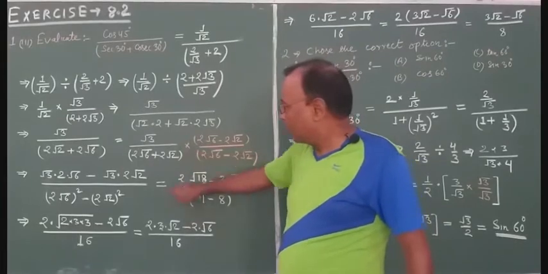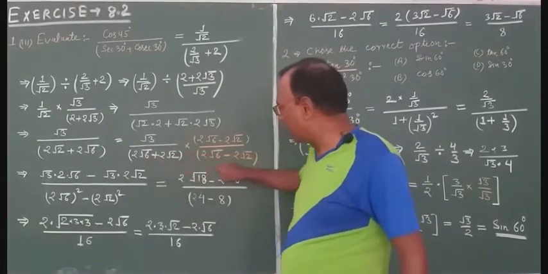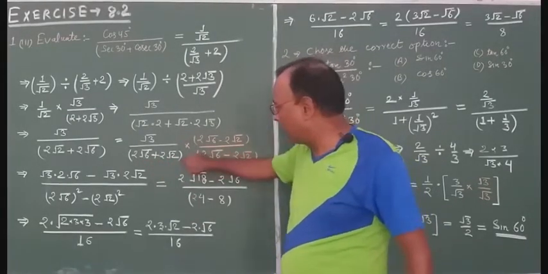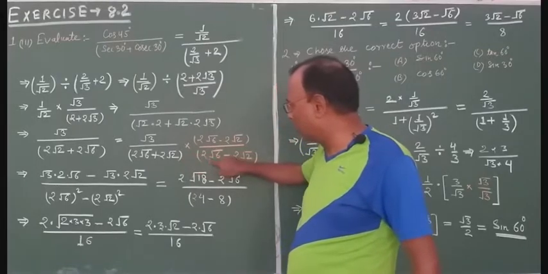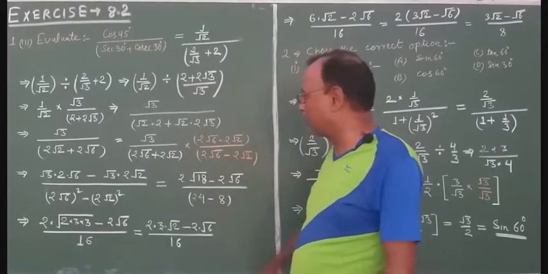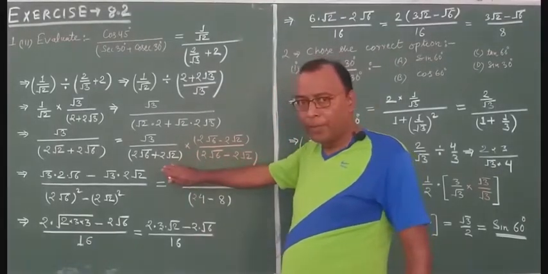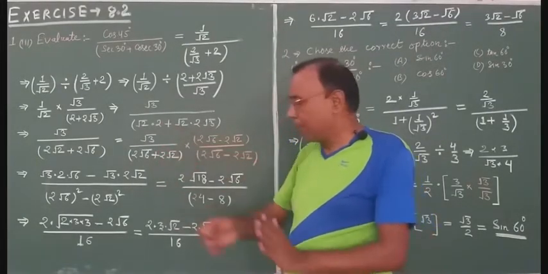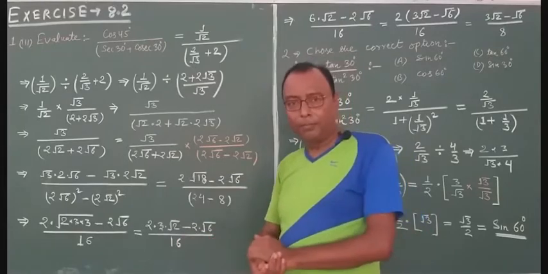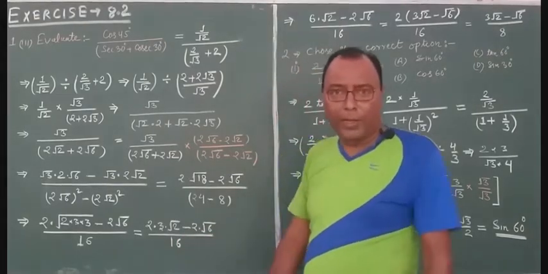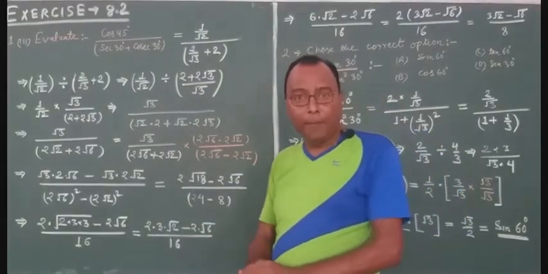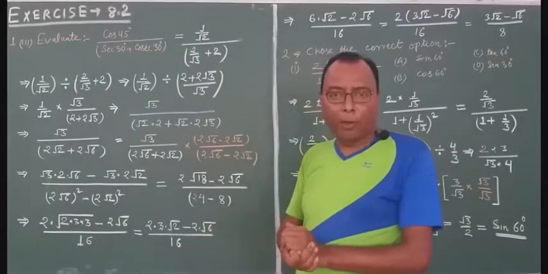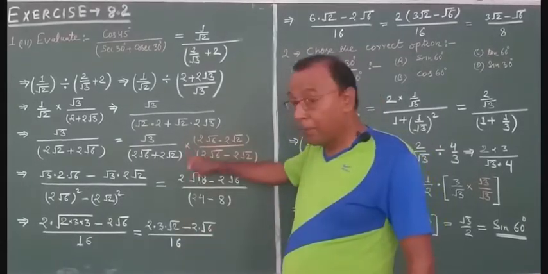So what will happen? Multiply with 2 under root 6 minus 2 under root 2, and in the denominator also 2 under root 6 minus 2 under root 2. Is it okay? What we have to do here is multiply the numerator and the denominator by the rationalizing factor of the denominator. So we have multiplied here.